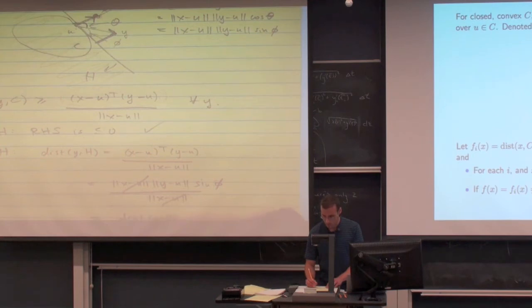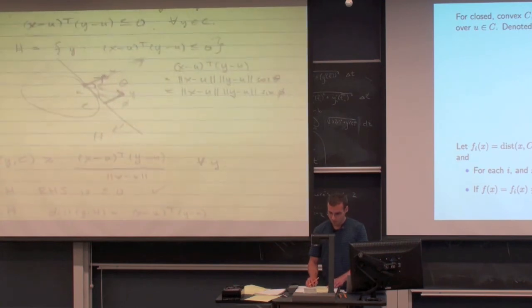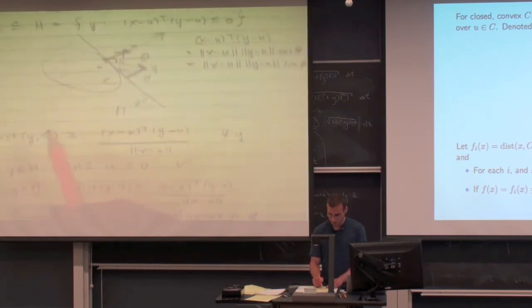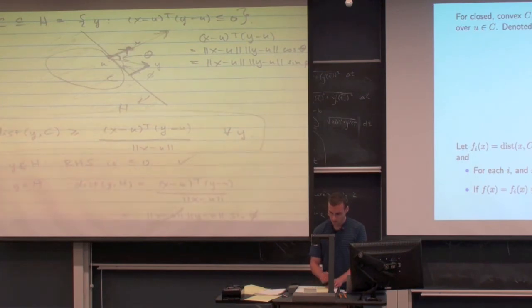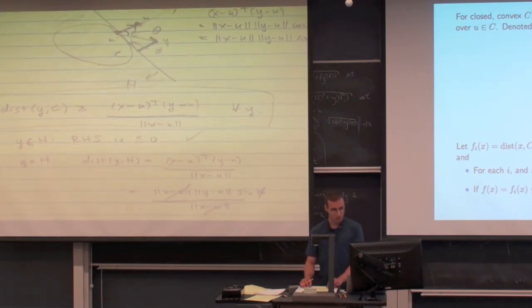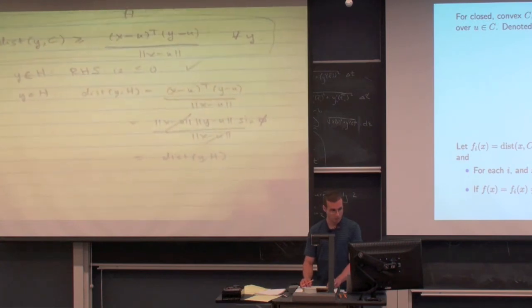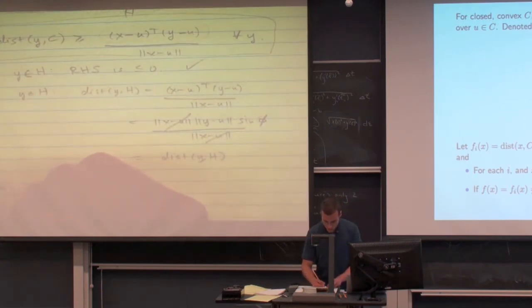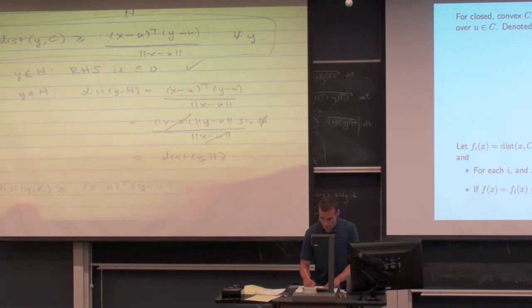So, that's right. Okay, so now we've proved this inequality right here. And now from basically rewriting that, we can prove that what I wrote down is actually a subgradient. So let's just rewrite that slightly. We've proved that the distance between y and C is larger than or equal to, let's write (x minus u) transpose (y minus x plus x minus u) over the same denominator.